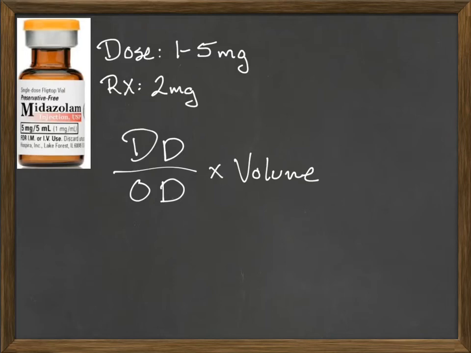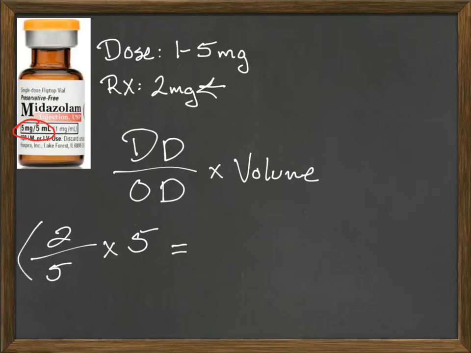So if we have been ordered to give 2 milligrams of Versed, we're going to put our 2 over our on-hand dose. If you look at the concentration of this vial here, there's 5 milligrams in 5 ml. So our on-hand dose is 5 times our volume of 5. When we break that all down, 2 divided by 5, remember, do that first. 2 divided by 5 times 5 is going to give us 2 milliliters.